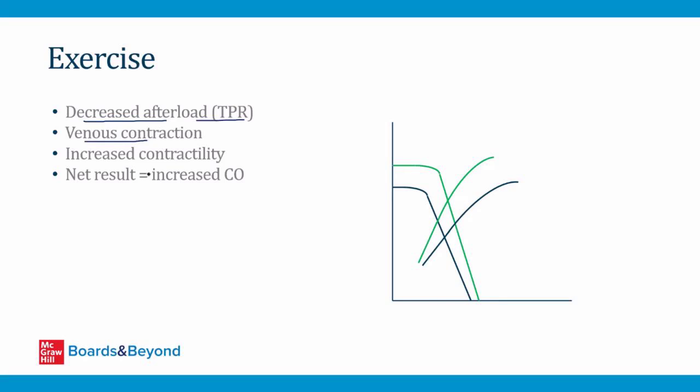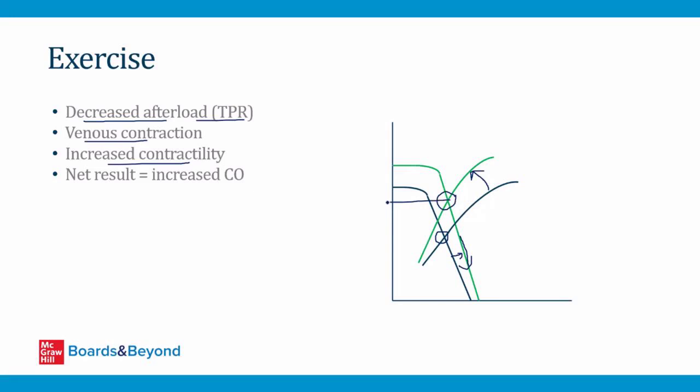And then the sympathetic nervous system also increases contractility on the heart. So if we look over here at the curves, the increase in contractility would shift the Starling curve like this. The venous contraction will shift the venous return curve like this. And then you've got a change in TPR, which is modifying the slope of the venous return curve. And so the net result of all these changes is that you go from this cardiac output down here to a much higher cardiac output over here. And that's what you expect with exercise.